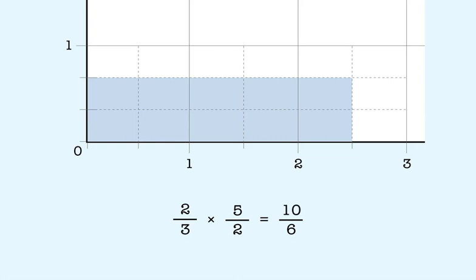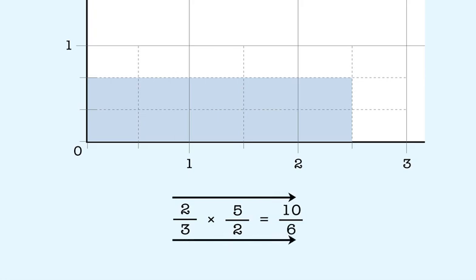Again, each unit is divided into 6 parts. So the denominator is 6. We count 10 of these parts. So the numerator is 10. Again, notice that the numerator in the answer is the product of the numerators in the fractions we multiplied. The denominator is the product of the denominators in the fractions we multiplied.